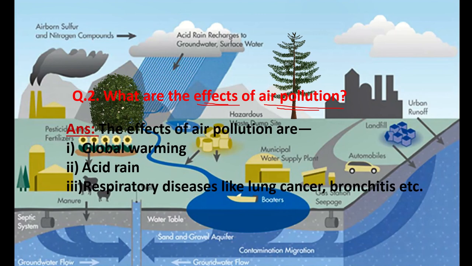So the effects of air pollution are, number one, global warming. Global warming means the temperature on our earth is rising. So what happens? Temperature rising, sea level rise, and acid rain. So another effect is acid rain. Acid rain means rain that contains acid. And number three, respiratory disease, such as lung cancer and bronchitis.